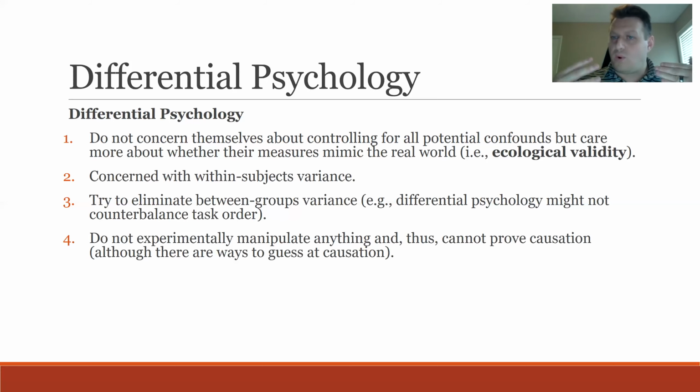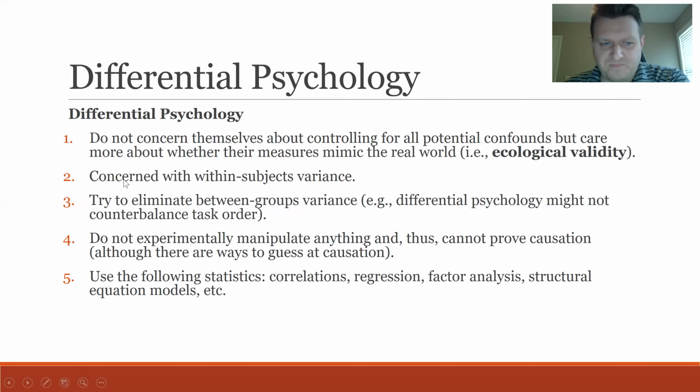We have to rely on children that self-report trauma after the fact, so we're unable to prove causation. There might be some other reasons why there's this relationship between childhood trauma and mental health later on in life, but we can't experimentally manipulate that for ethical reasons. So there's plenty of reason to do differential psychology studies.